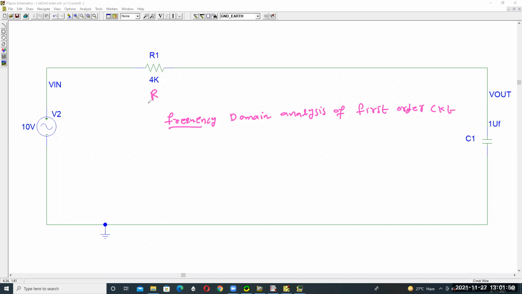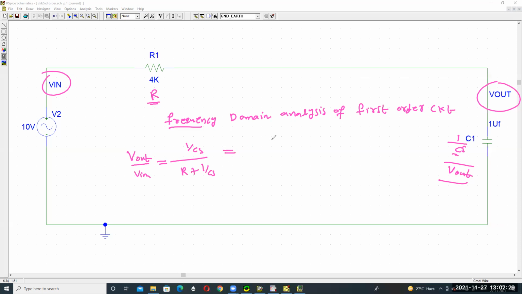This is R and this is the capacitor C. In the frequency domain, it can be represented by 1 by CS. This is the output voltage across the capacitor, the output, and this is the input. Then the transfer function V output by V input is equal to 1 by CS divided by R plus 1 by CS.